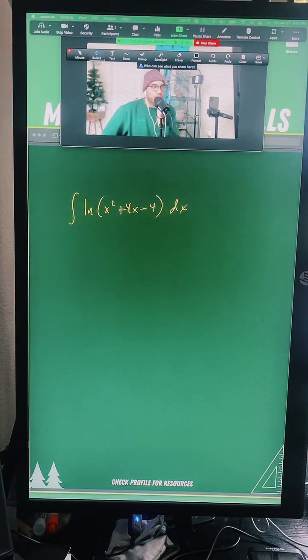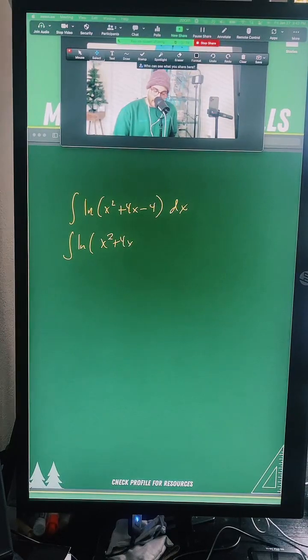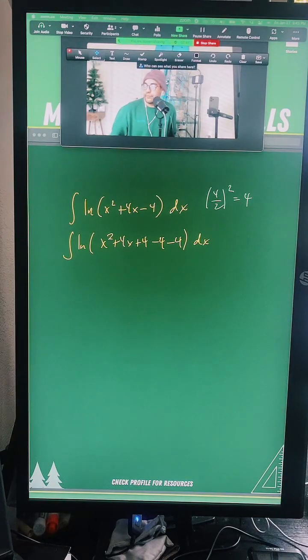Okay, no one's saying it, so I'm just going to start off by completing the square. Let's just do that. So natural log of x squared plus 4x. Don't forget, I have to divide the 4 by 2 and then square it, which happens to be 4. So I introduce the 4, but then I have to subtract the 4. That's part of completing the square.